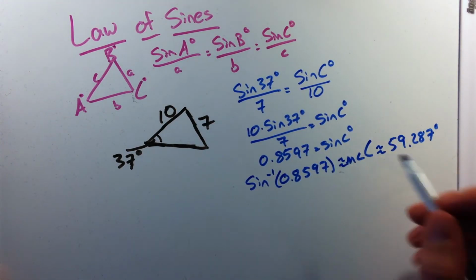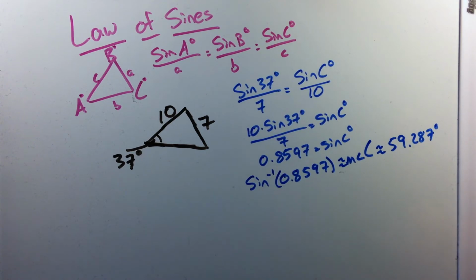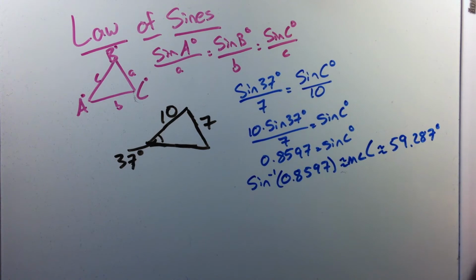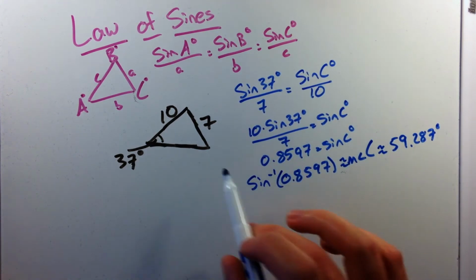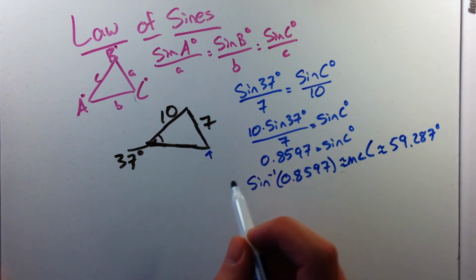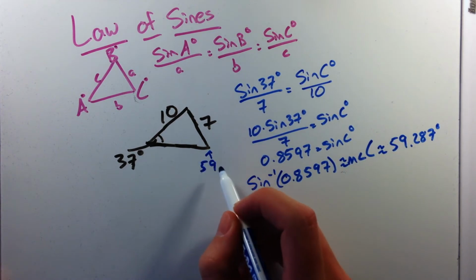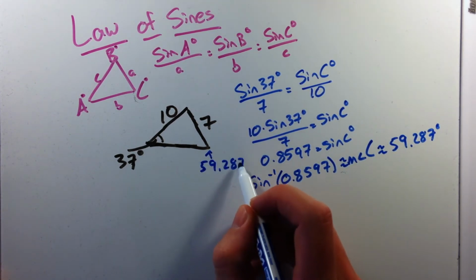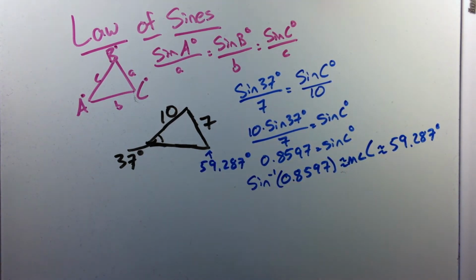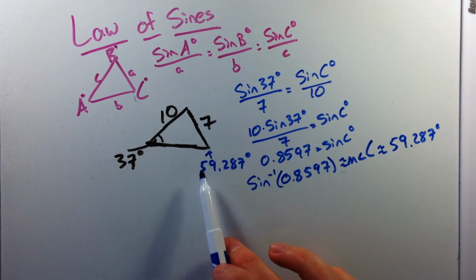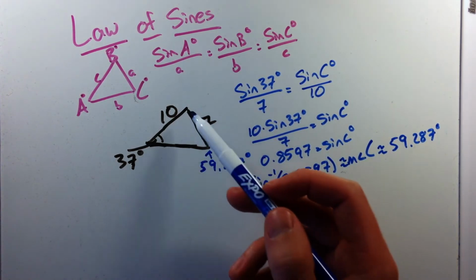But these are approximate answers, and they're pretty close to what the exact answer would be. But since we're doing inverse, it is an approximation. Okay, and so this measurement of this angle here has now become 59.287 degrees.